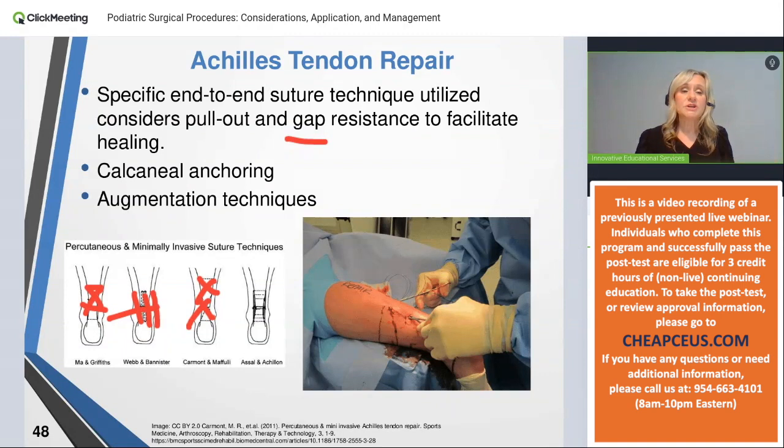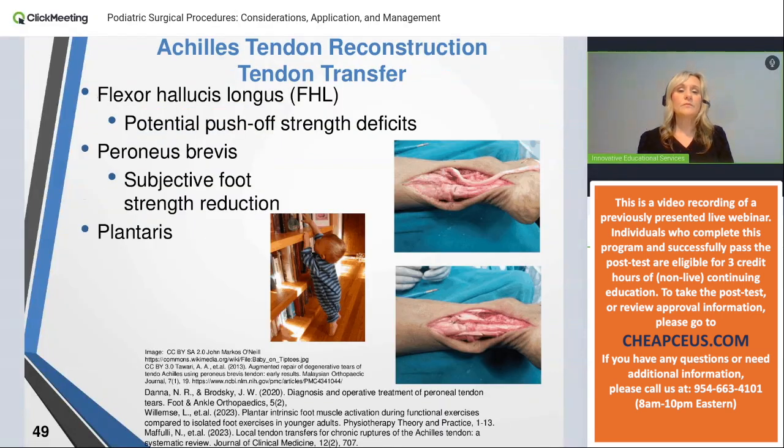The other consideration is pull-out resistance, that when they look at anchoring back down to that bony footprint, they don't want that to pull out from its location either. So it's a balancing that the surgeon is using there. Sometimes a reconstruction is necessary in order to regain some functioning back of that gastrocnemius tendon.